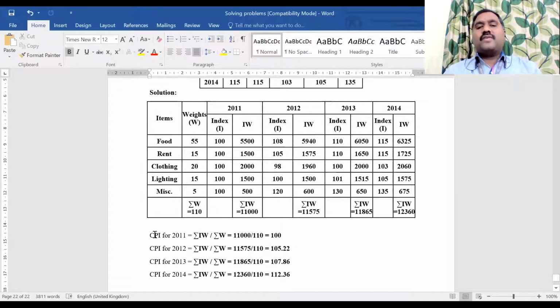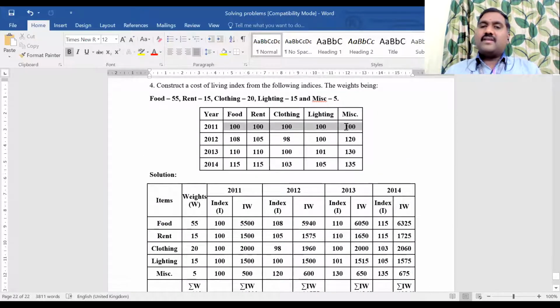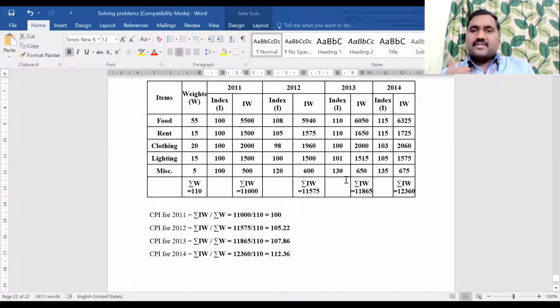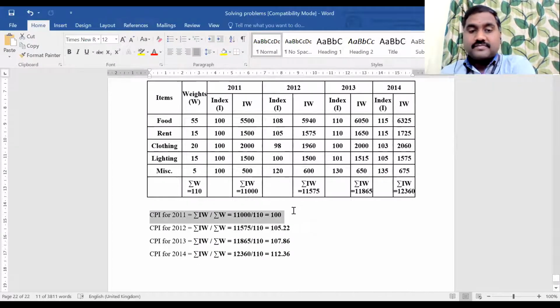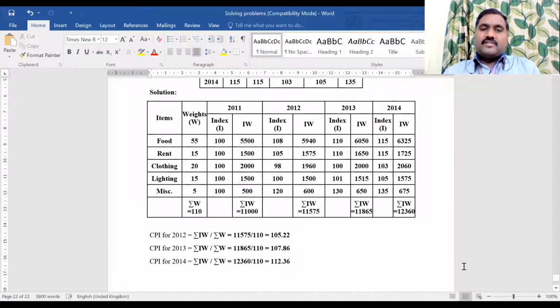Since 2011 is the base year, no need to calculate. When you calculate the index number for the base year, whatever indexes are given, see, index 100 is given already. You will get the same answer. That's why I told you no need to calculate the index for the base year. So better I will delete that, otherwise it will be confusing. I mentioned it only to prove that. Now we have calculated the consumer price index for 12, 13 and 14. Okay, this is clear, right?